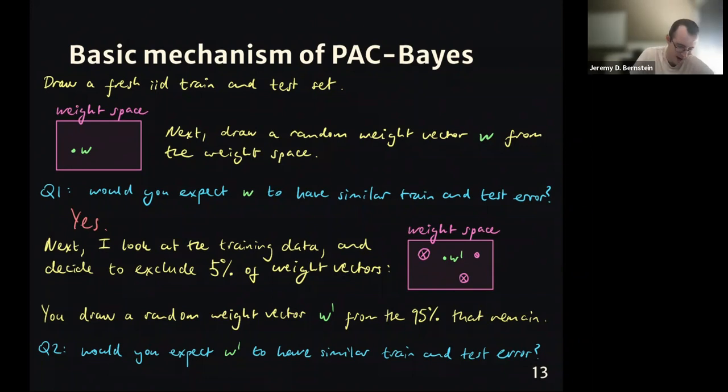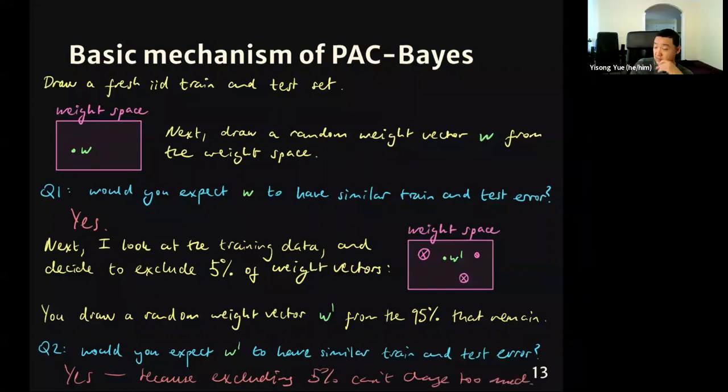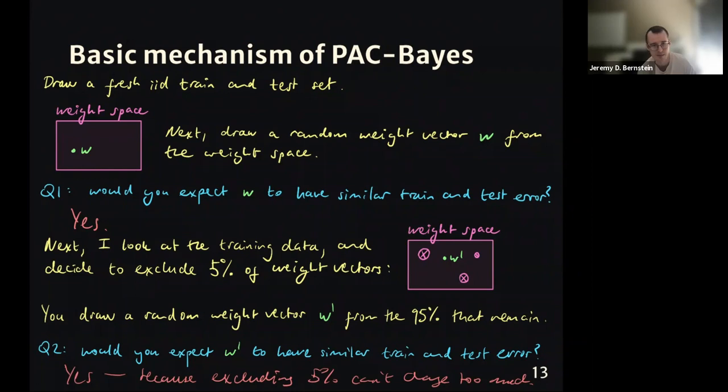Okay, so my answer here is that yes, because excluding 5% of weight vectors can't change too much. Yeah, I think one thing worth reiterating is that the sampling process is still independent of the training set. So the adversary excludes 5% of the weight vectors, but then you still sample in a way that ignores the training set afterwards. Yes, exactly.